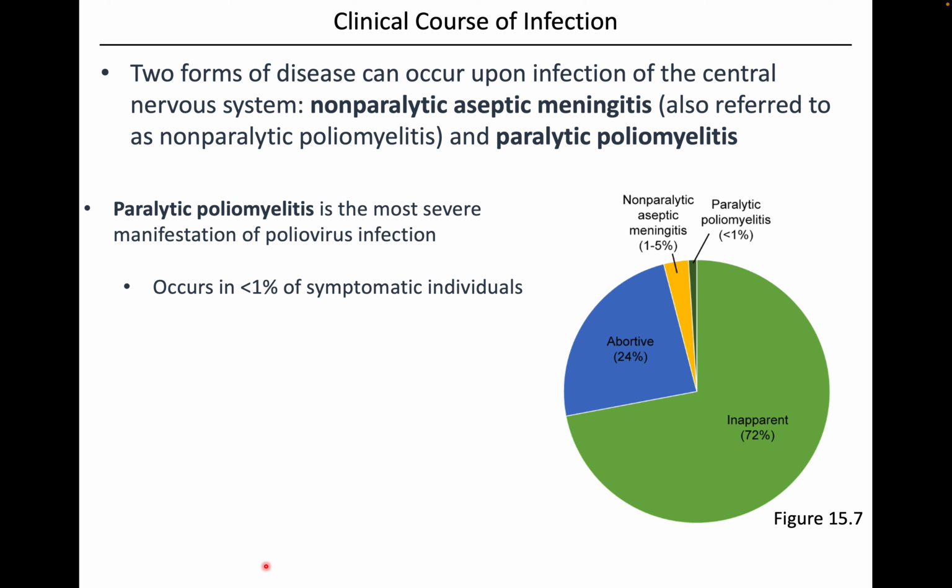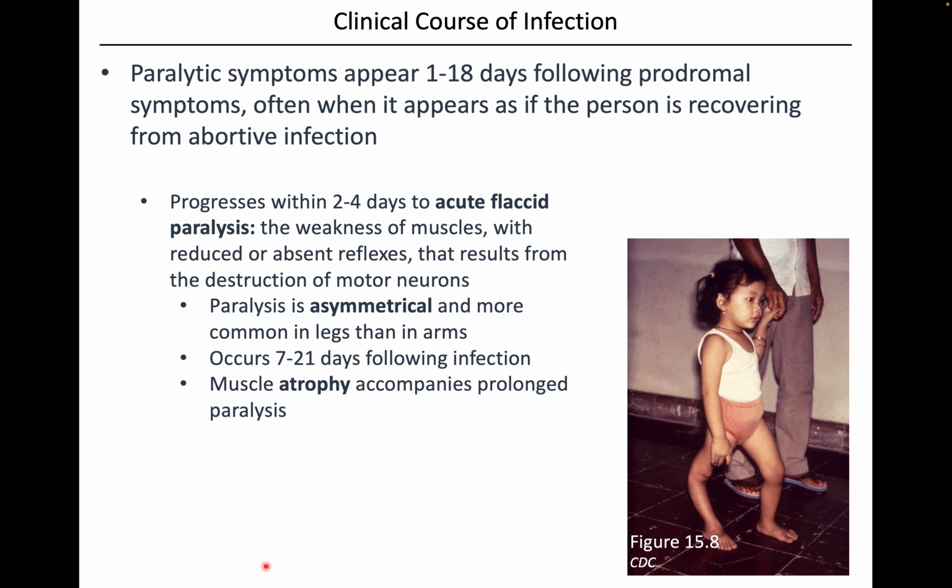And then less than 1% of cases are going to be paralytic, which is obviously the worst case scenario. Those symptoms of paralysis could start anywhere from a day to almost 3 weeks after you get those initial non-specific prodromal symptoms. It's usually described as a flaccid paralysis, just weakness in the muscles and lack of normal reflexes, and that, of course, is happening because motor neurons are being destroyed. The paralysis is almost always asymmetrical, affecting one side of the body more than the other, typically affecting legs more than arms. And once you've got some nerve death or damage, that can lead to muscle atrophy and more prolonged issues.